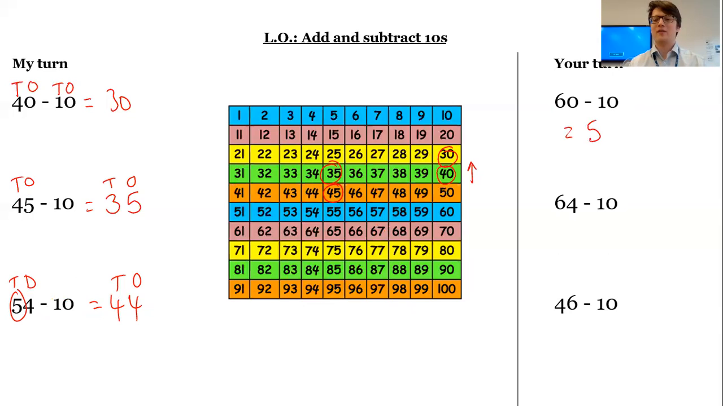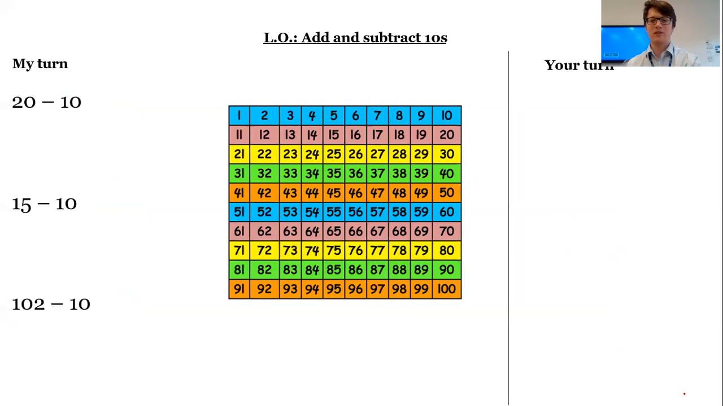Okay, so we get 40, and then 44, and 36. Again, just the tens changing, ones stay the same. So what about these slightly odd examples again? Well, 20 subtract 10, if I go from 20 to 10, 2 tens to 1 ten, I just get 10.